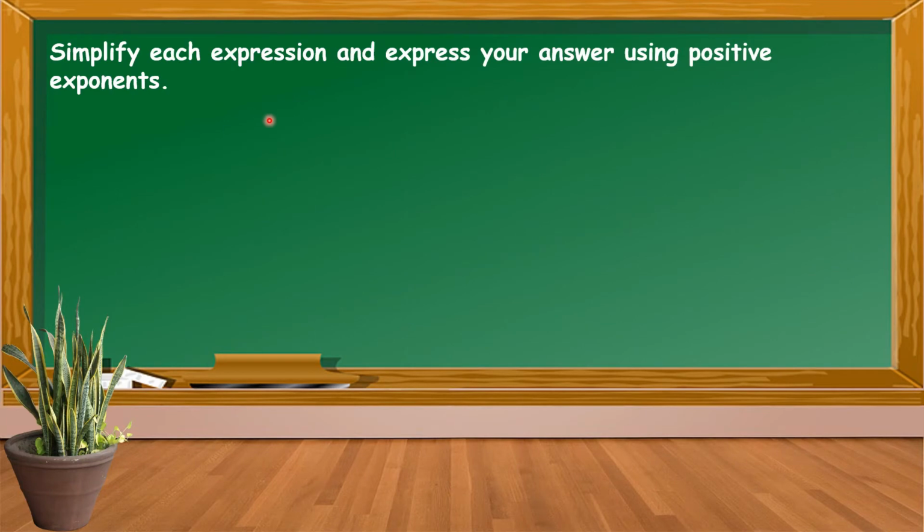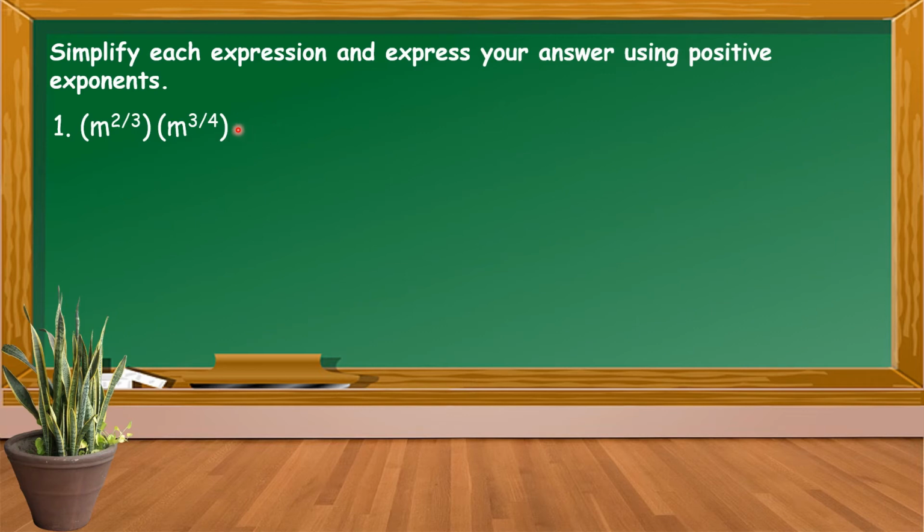For more examples, we have this. Simplify each expression and express your answer using positive exponents. Number 1: M raised to the power of 2/3 times M raised to the power of 3/4. As we observe, we have the same base, which is M. So we'll just add the exponents 2/3 and 3/4.